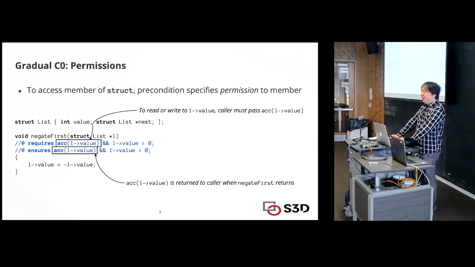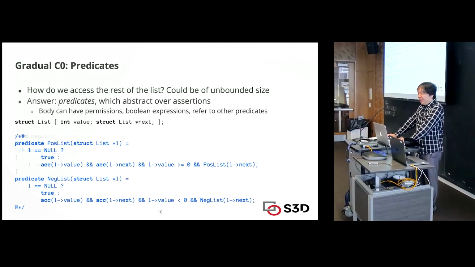So if a function wishes to read or write to a field of a struct, the precondition must specify a permission to that field of a struct. When a function is called, the caller passes in the permission to access this field. And when it returns, the permission is returned to the caller. So this is just a function that negates the value of the first element of a list that's passed in. This is just a simple linked list. The function in the previous slide can only access the first element of the list. What if we wanted to access the rest of the list?